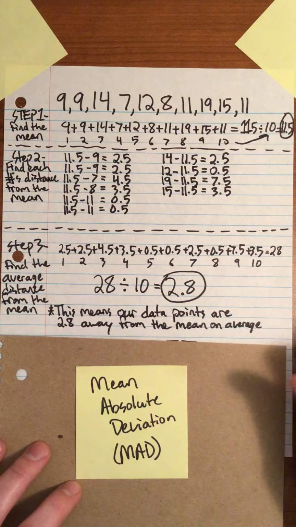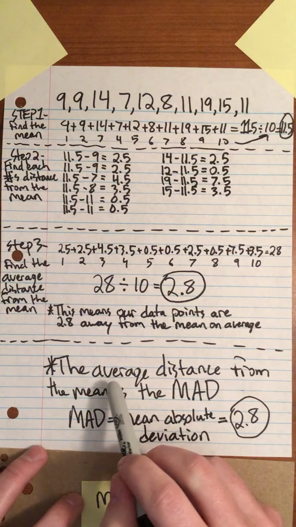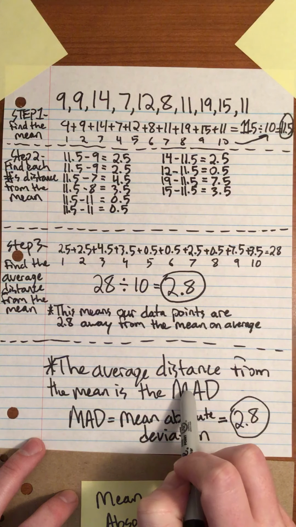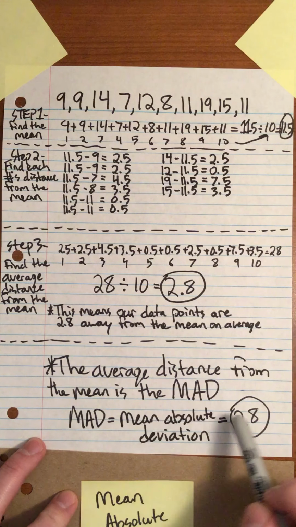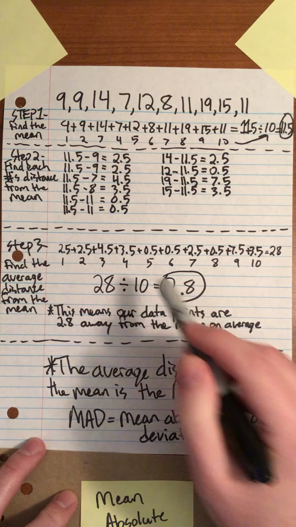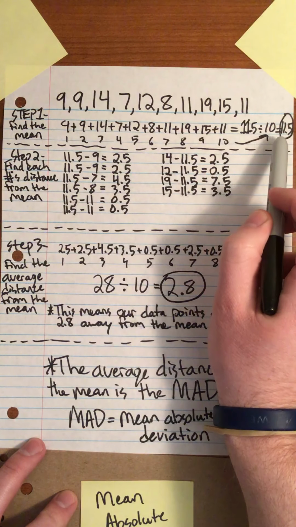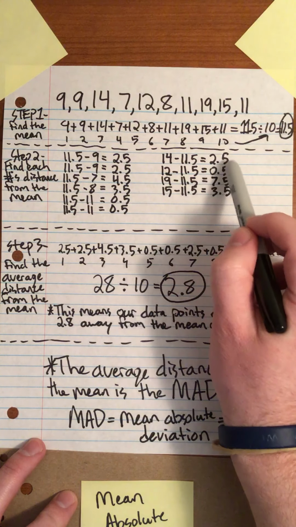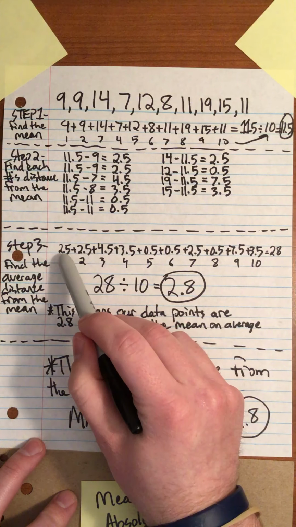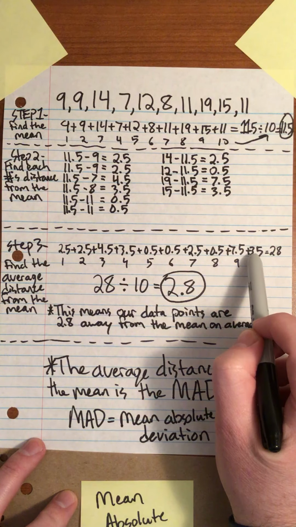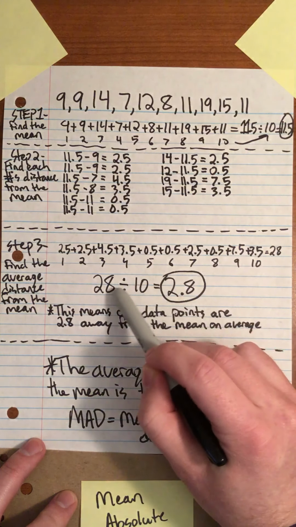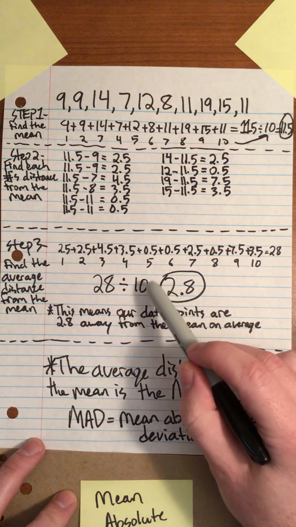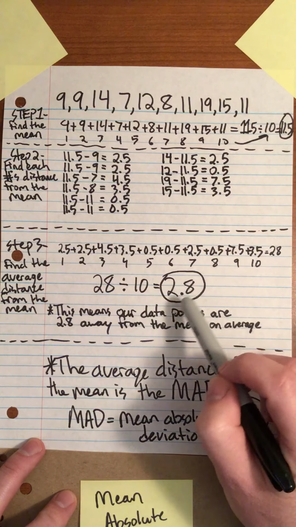Okay, so to recap here, the average distance from the mean is the mean absolute deviation. In this case, our mean absolute deviation is 2.8. We found that by first finding our mean, which was 11.5, figuring out how far each point was away from our mean. Then we took all of those distances and found that average. So we did 28 divided by 10 to get 2.8. So again, 2.8 is our mean absolute deviation.